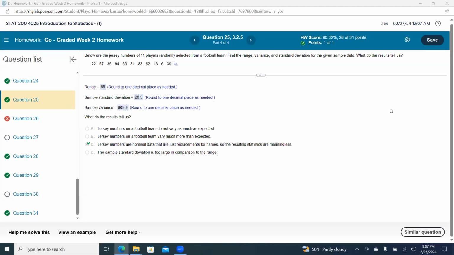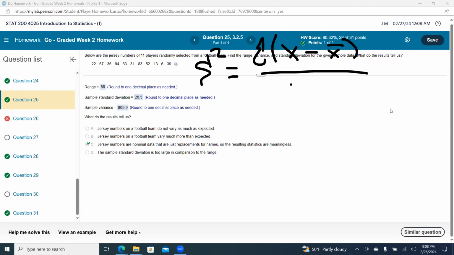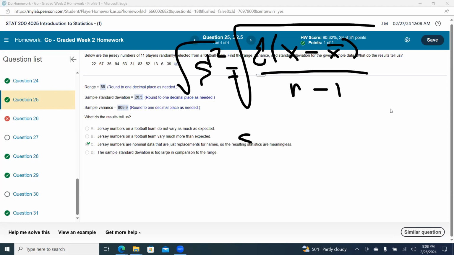Okay, so we do the formula for the standard deviation. We know that the variance s squared is going to equal the sum of (x minus x barred) squared over n minus 1. And if you take the square root of both sides, that's going to be the standard deviation s. So we're kind of going for that.